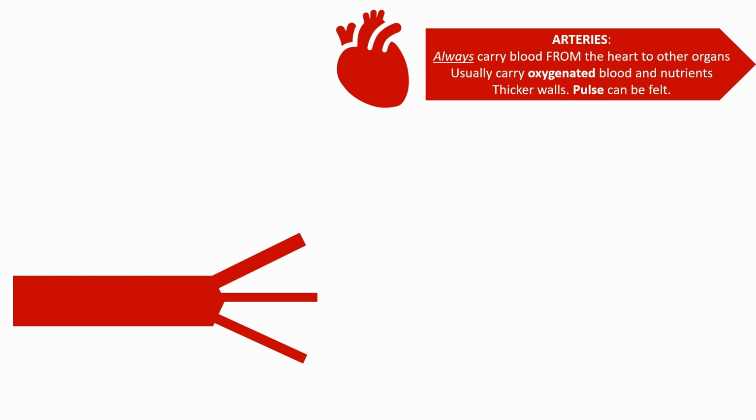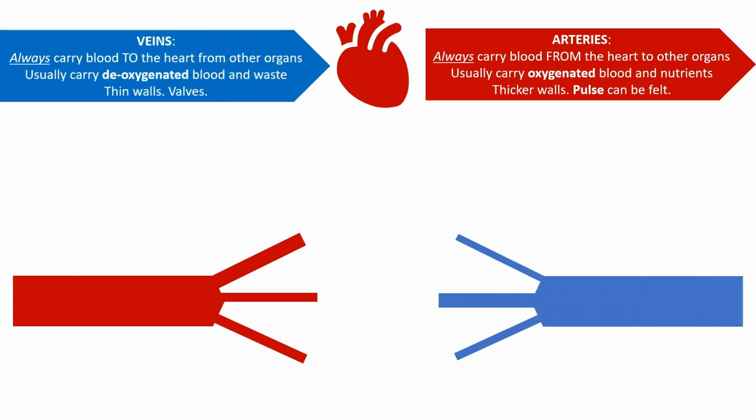The arteries also tend to have much thicker walls, and these walls vibrate as the heart contracts, which is what is felt as a pulse. The other kind are the veins. The veins bring blood back to the heart from various organs. Mostly this will be deoxygenated blood and will contain waste materials, the exception being the pulmonary veins which carry oxygenated blood from the lungs to the left atrium.